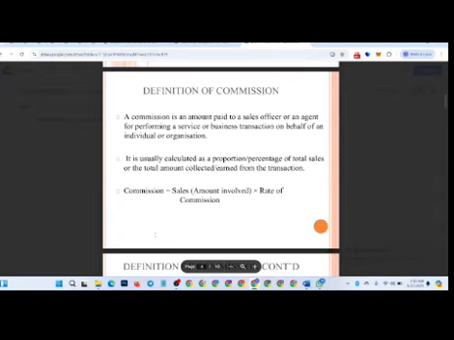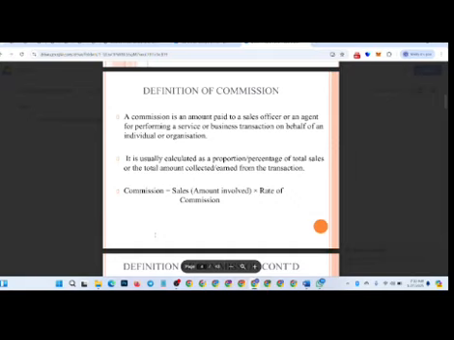Today, I'm going to take you through an amazing course which has to do with business mathematics. Today, I'm going to take you briefly through commission and trade discount. We are going to look at the first part, which has to do with how to calculate commission. But first of all, what then is a commission?